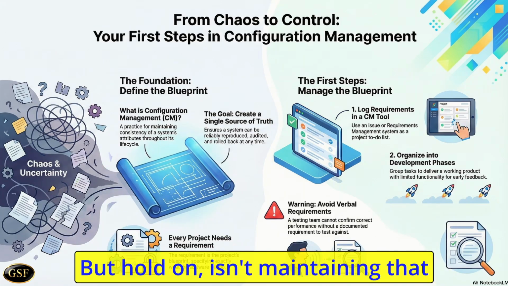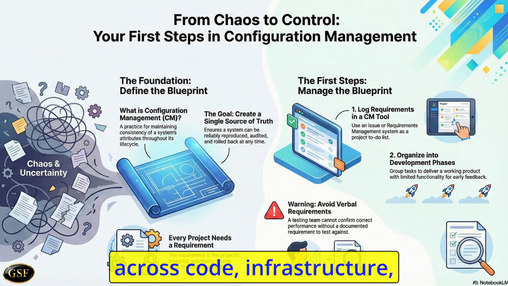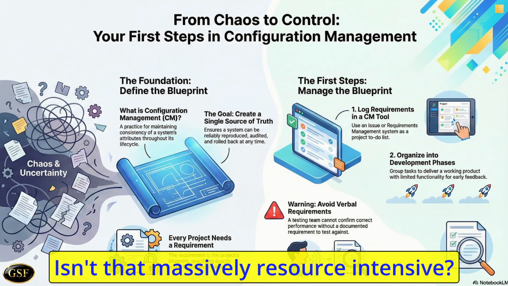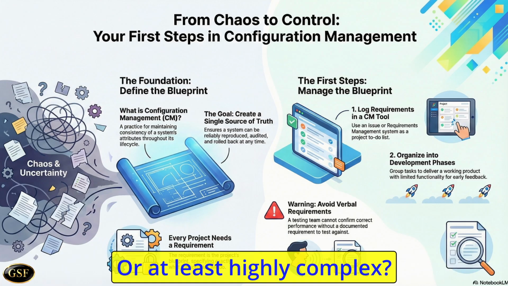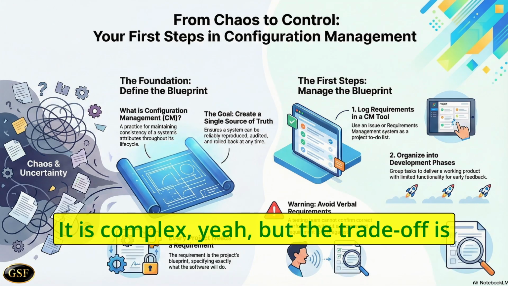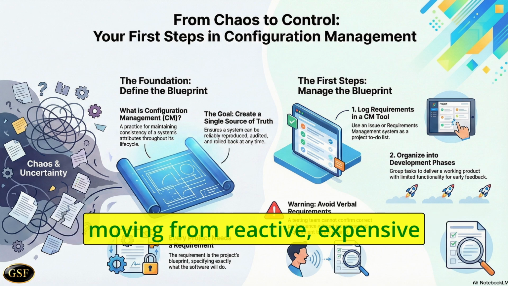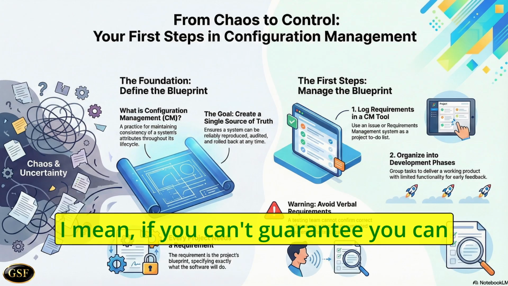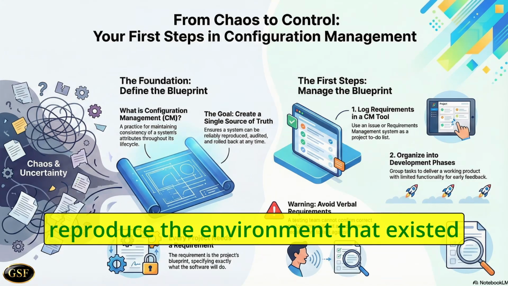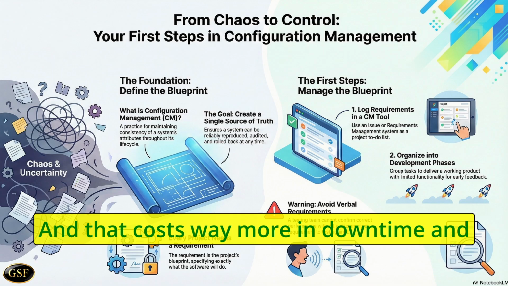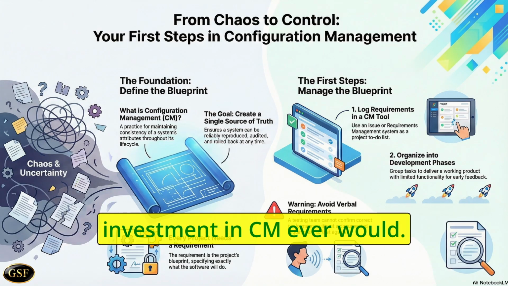But hold on, isn't maintaining that single source of truth across code, infrastructure, and dependencies massively resource intensive, or at least highly complex? What's the trade-off? It is complex, yeah, but the trade-off is moving from reactive, expensive firefighting to proactive engineering. If you can't guarantee you can reproduce the environment that existed yesterday, you're basically operating on a wish and a prayer. And that costs way more in downtime and bug hunting than the investment in CM ever would.